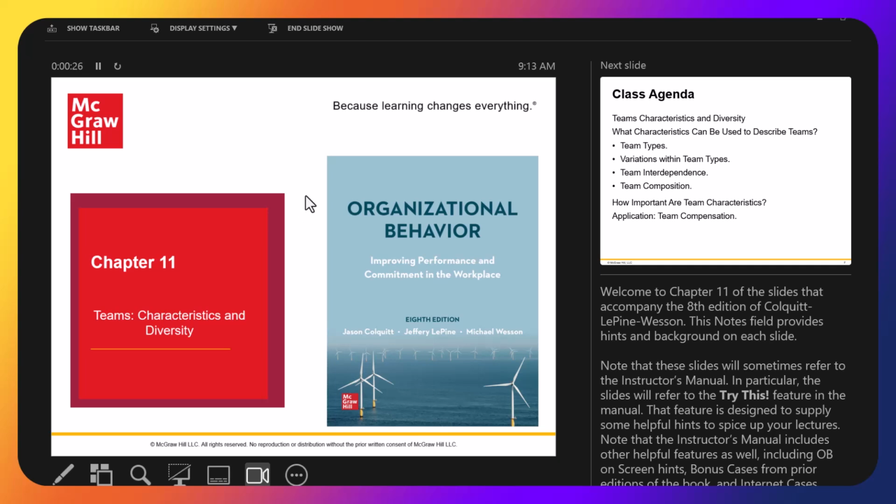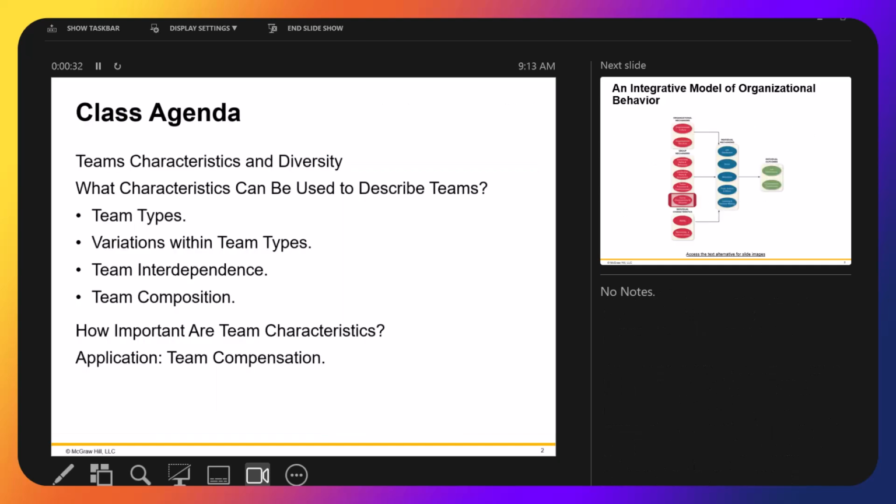Organizational Behavior, Chapter 11, Teams, Characteristics, and Diversity. Class agenda: teams, characteristics, and diversity. What characteristics can be used to describe teams? Team types, variations within team types, team interdependence, team composition. How important are team characteristics? Application: team compensation.